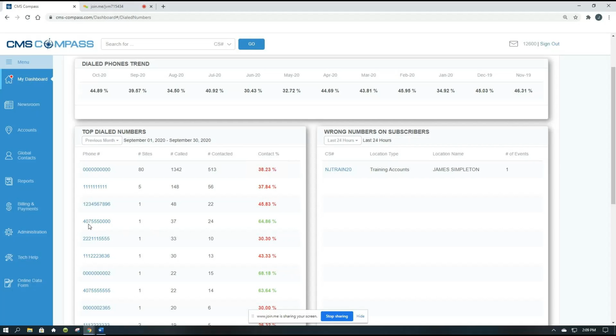If I go down here to the midway, I've got this phone number. It's on one site. It was called 37 times, answered 24 times, 64.86%. That's a little bit better. That's why you see it in the green. Anything over 50% is going to be in the green. Anything below 50% is going to be red. Those are the numbers you want to look at and maybe address.